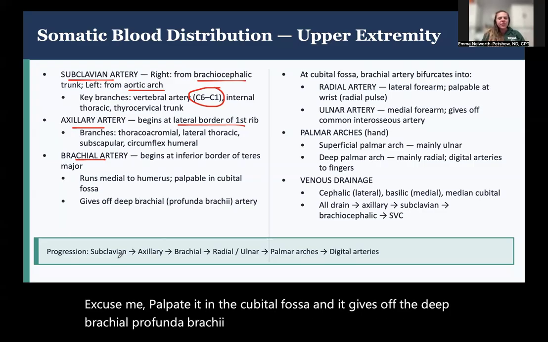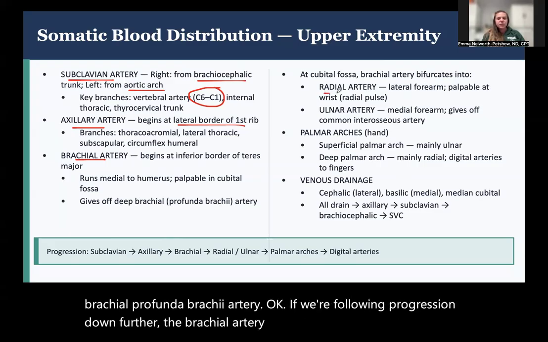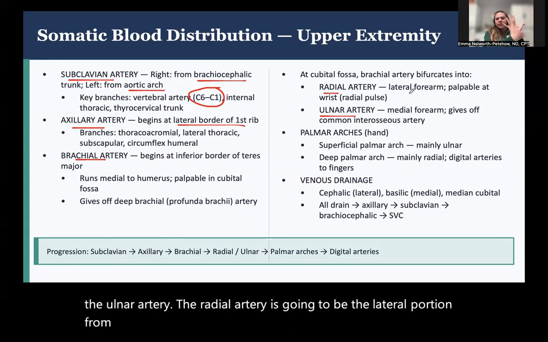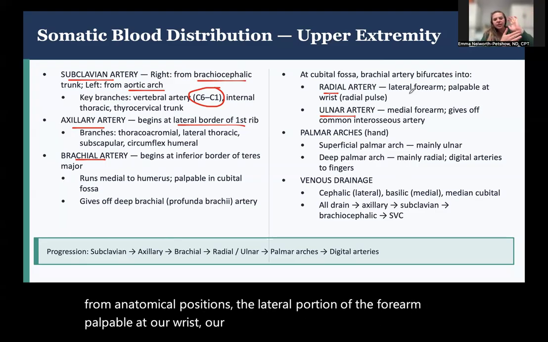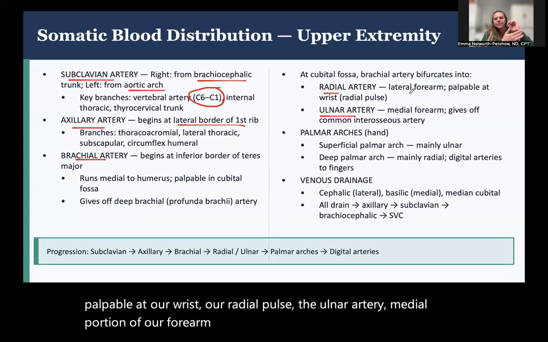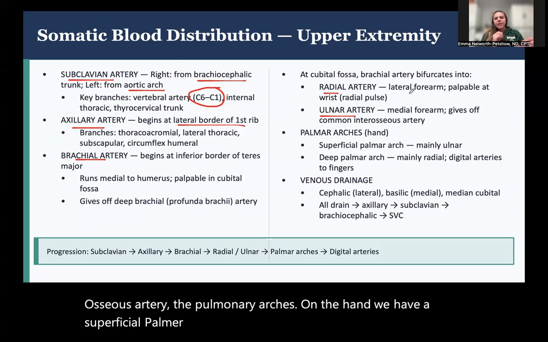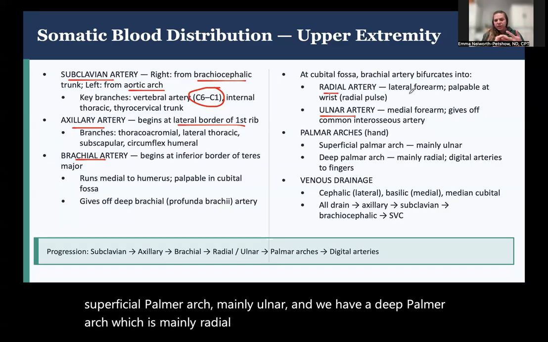Okay, if we're following progression down further, the brachial artery can bifurcate into the radial and the ulnar artery. The radial artery is going to be the lateral portion of the forearm from anatomical position, palpable at our wrist, our radial pulse. The ulnar artery is the medial portion of our forearm, and it gives off a common interosseous artery. The palmar arches of the hand: we have a superficial palmar arch, mainly ulnar, and a deep palmar arch, which is mainly radial, and digital arteries to our fingers.